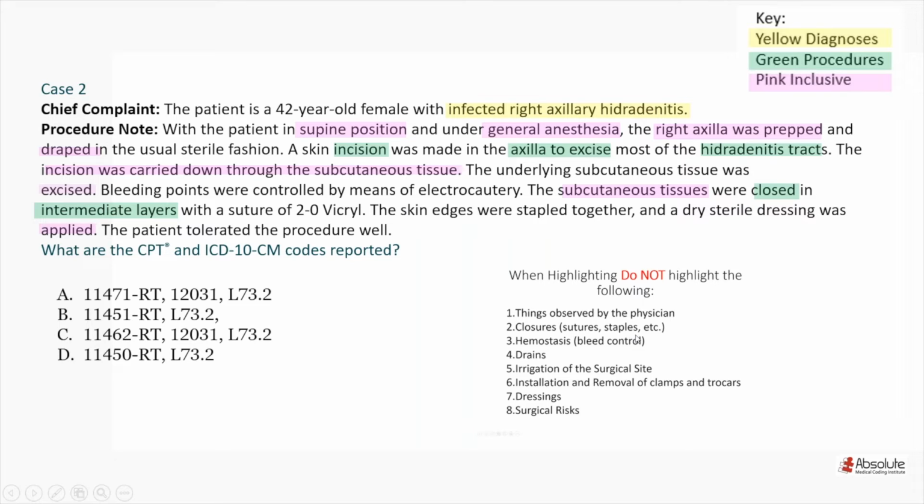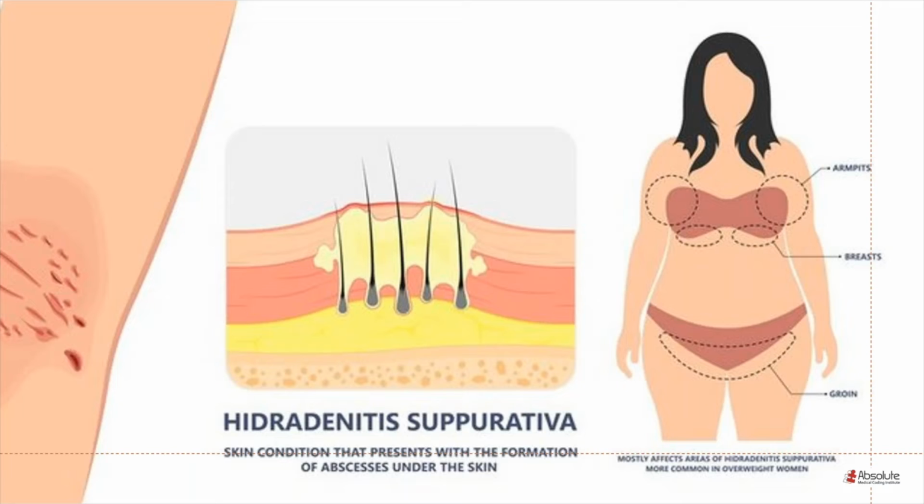Here we go. The dressing, the dry sterile dressing. We will be removing the skin edges that were stapled together. These were not supposed to be highlighted in this scenario, so I have removed them. Let's move forward, and this is what axillary hidradenitis suppurativa will look like.